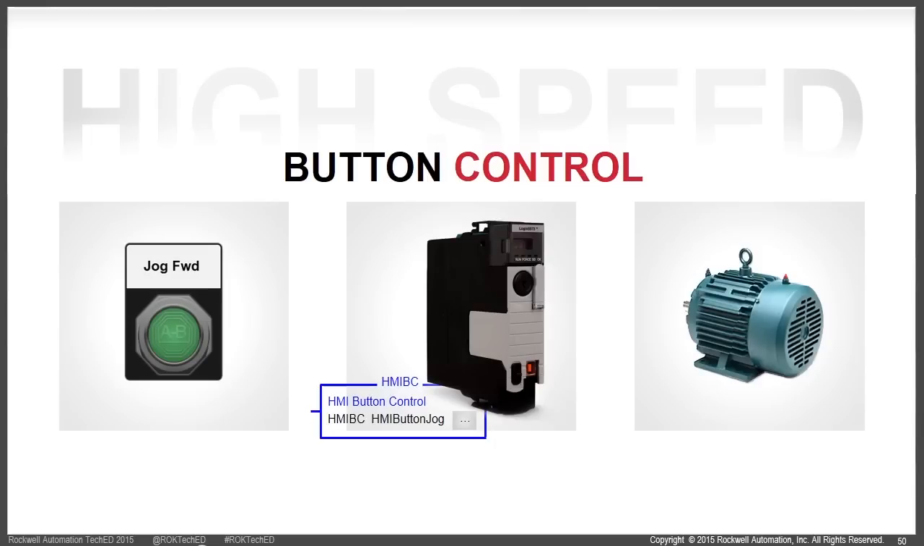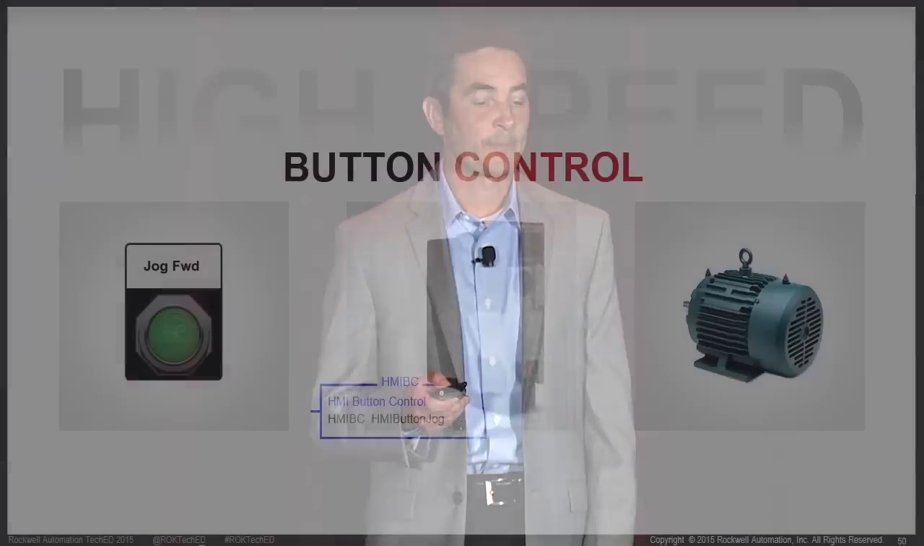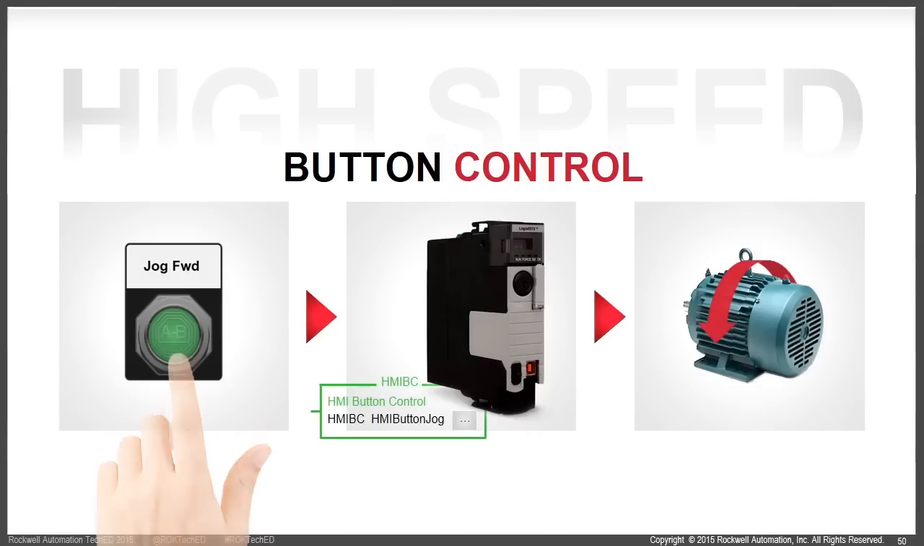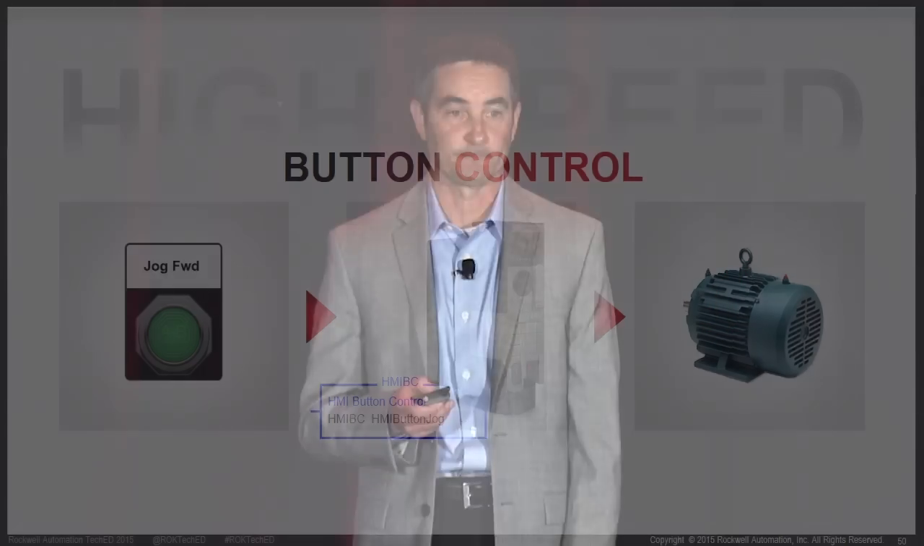I have time for one more example, so I'd like to show you an innovative solution that we came up with to provide high-speed button control over Ethernet. This is ideal for jogging applications or any application that requires high-speed communications. When an operator presses and holds a jog button on the HMI, we write to the controller and initiate a jog operation in less than 100 milliseconds. When the operator releases the button, the jog operation stops, also in less than 100 milliseconds.